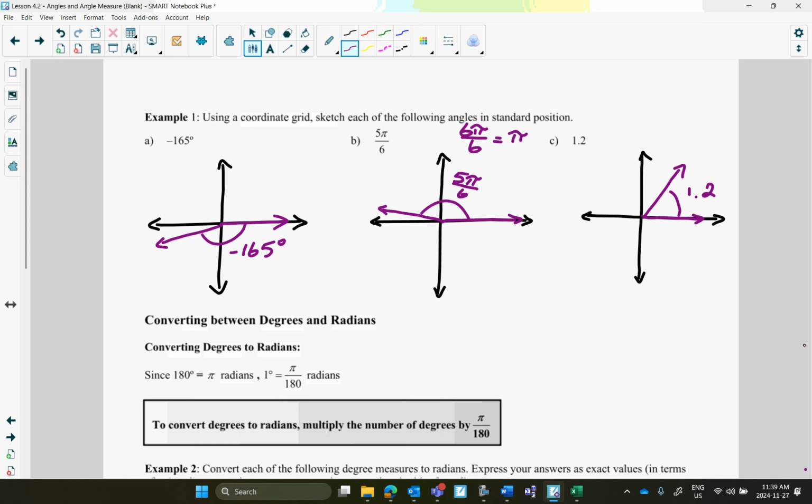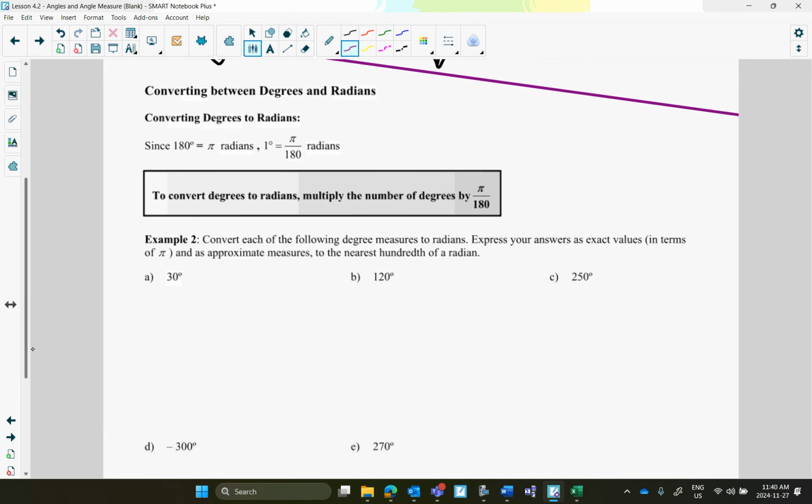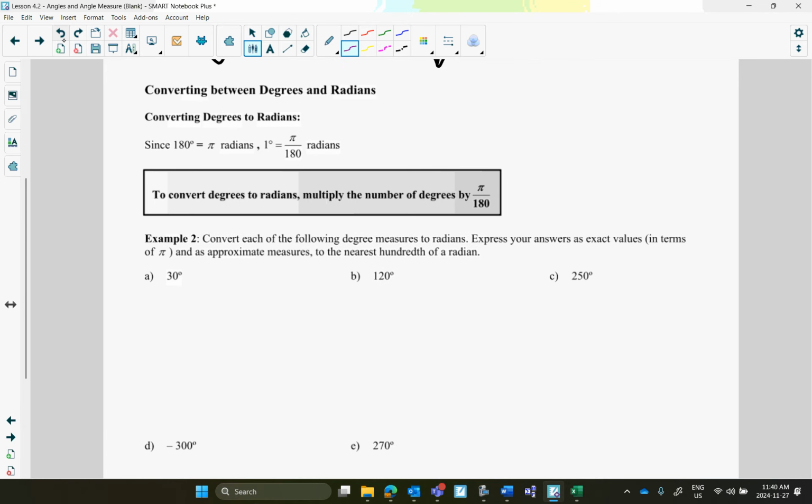So how do I convert any angle from degrees to radians? Well, remember, 180 degrees is equal to pi radians. So if I divide both of these by 180, that's going to tell me how much 1 degree is. And 1 degree is pi over 180. So if you want to convert any degrees, you just multiply by pi over 180.